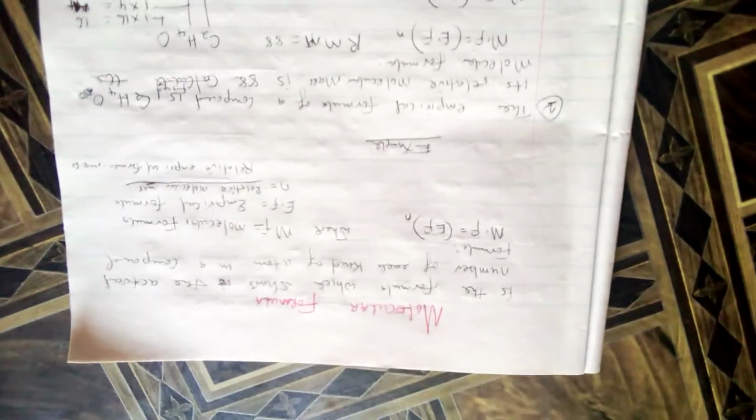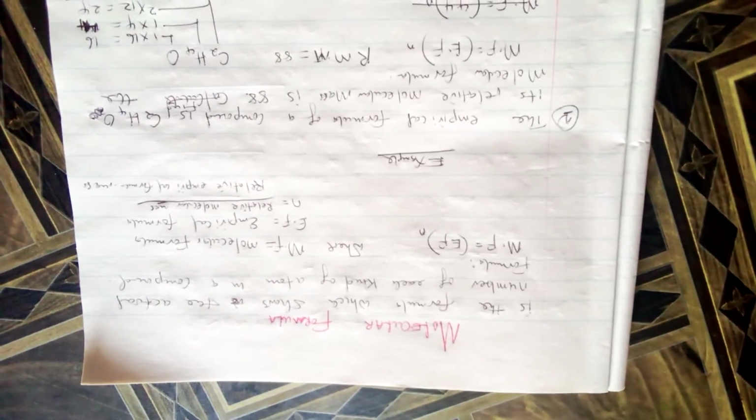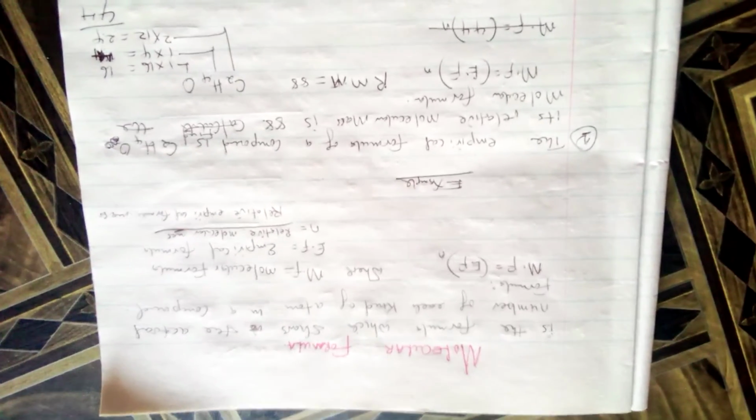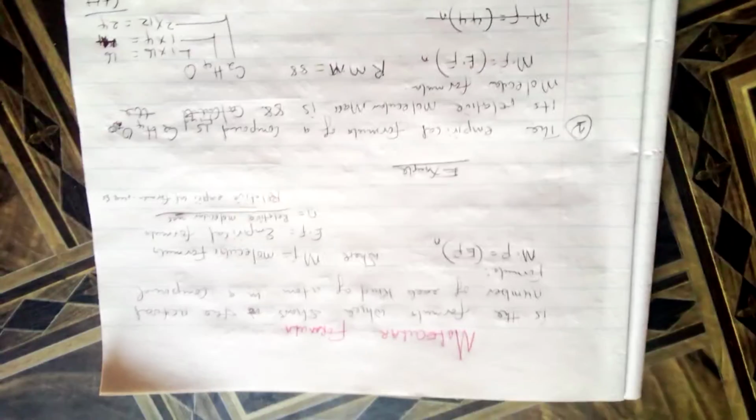We go to molecular formula. Now with molecular formula, we are talking about the actual number of each kind of atom in a compound. It's a little similar in definition, but there it was the smallest.